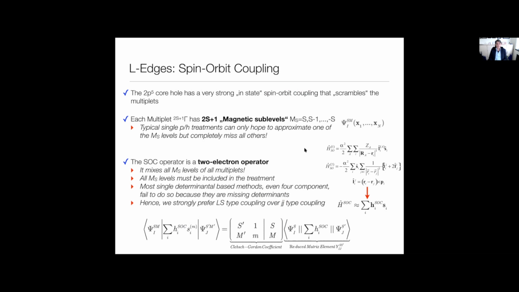Then we also need to take care of the fact that the spin-orbit coupling operator is a 2-electron operator. It contains a 1-electron part, and then it contains the spin-same-orbit and spin-other-orbit contributions, and you need to take care of them. And so that's a fairly complicated electronic structure problem, but it's doable.